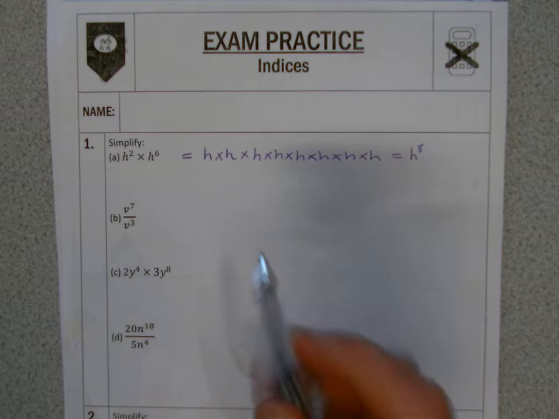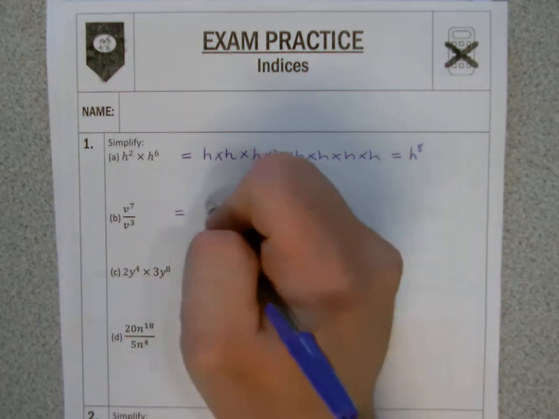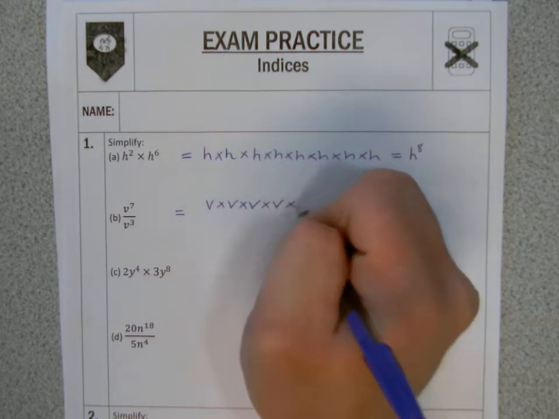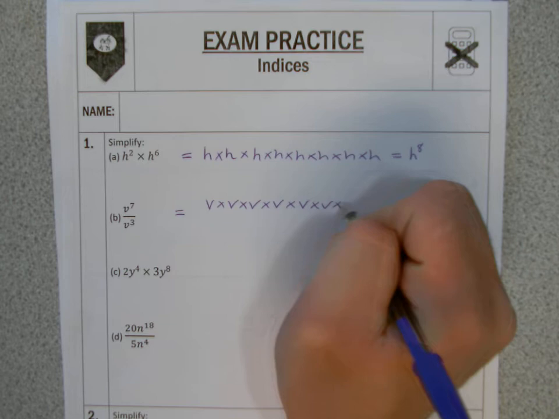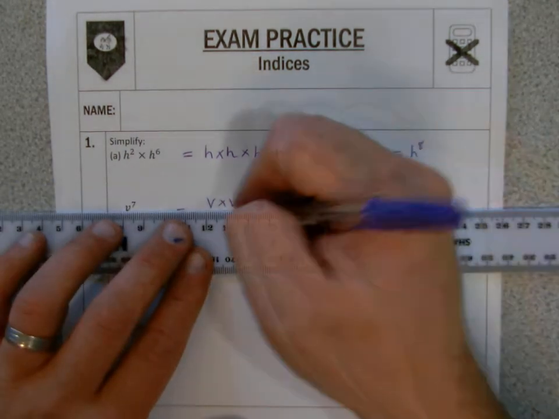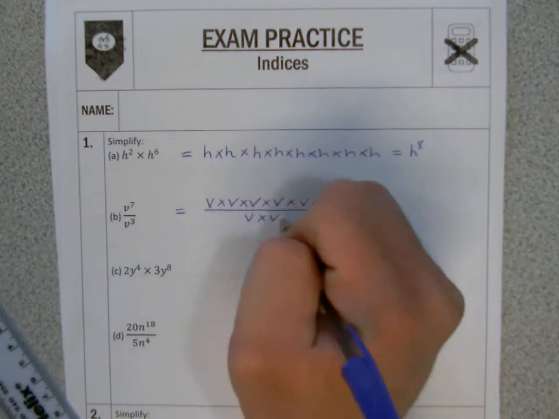When you're dividing, again, I'd write them out in full just to demonstrate this. V to the power 7 is just V times V times V times V times V, 7 of them. And then you divide by V cubed. That means there's 3 of them, so V times V times V.